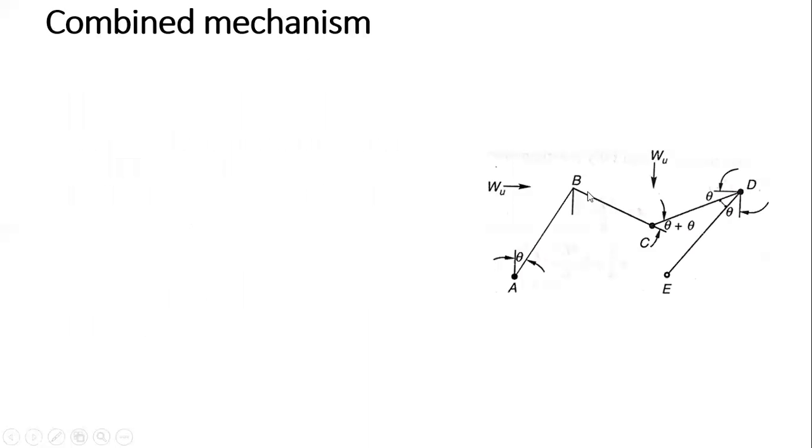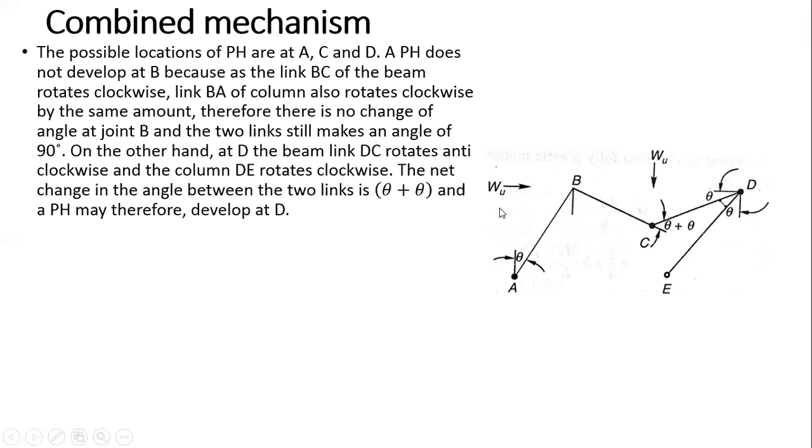Now, this beam will deflect this way under the action of this load which is coming on the beam. And this frame will sway to the right under the action of this horizontal load. Now we have to see where the locations of the plastic hinges are. So the possible locations of plastic hinges are A, C and D. A plastic hinge does not develop at B.